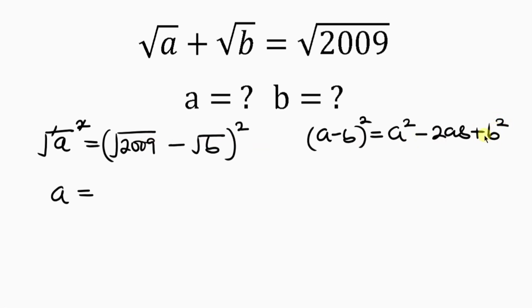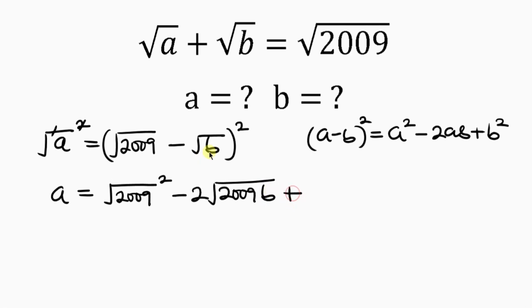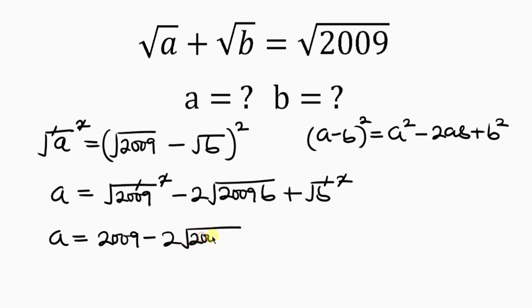Now let's expand this like this. So this will become the square root of 2009 squared minus 2 times, which is 2 times the square root of 2009 times the square root of b, gives 2 root 2009b, and then plus the square root of b squared, just like this. Now simplifying, you notice that this square cancels out the square root, this square cancels out the square root, so that we have a to be equal to 2009 minus 2 root 2009b plus b.